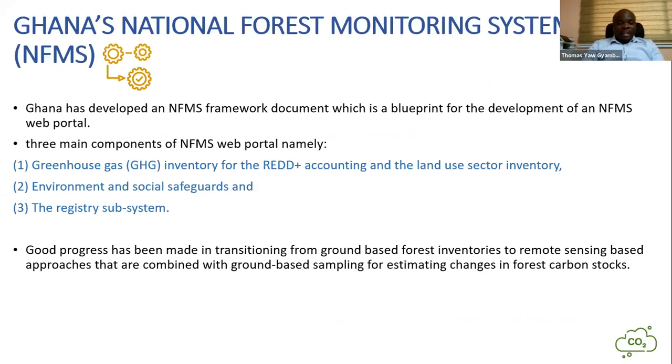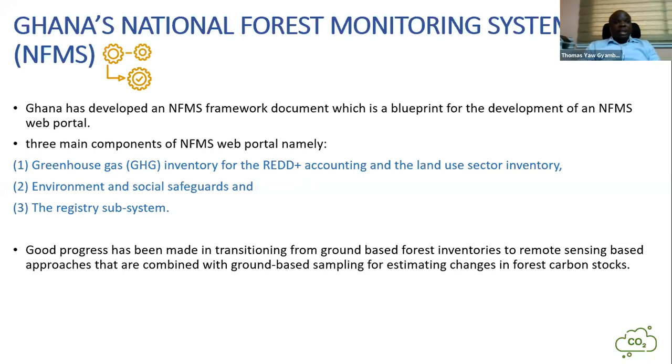The steps that Ghana has taken: first of all, we've developed what we call a National Forest Monitoring System Framework document, which is a blueprint for the development of Ghana's National Forest Monitoring System. In that framework, we have three main components. One, the greenhouse gas inventory for REDD+ accounting. Two, we have environmental and social safeguards. Whatever we are doing needs to happen in a right and safe environment. That's why we have the safeguards component as well, so that we can monitor all of these at the same time. And also we have the registry so that any emission reduction would be accounted for on that particular platform as well. So that's how Ghana sees this happening.